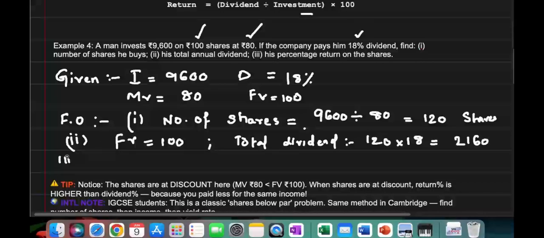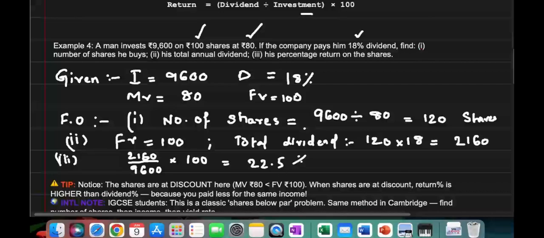Third, the percentage return on the shares. As you know, percentage return is dividend divided by the total investment. So the dividend is 2160, divided by the total investment 9600, multiplied by 100, which will give you 22.5%.